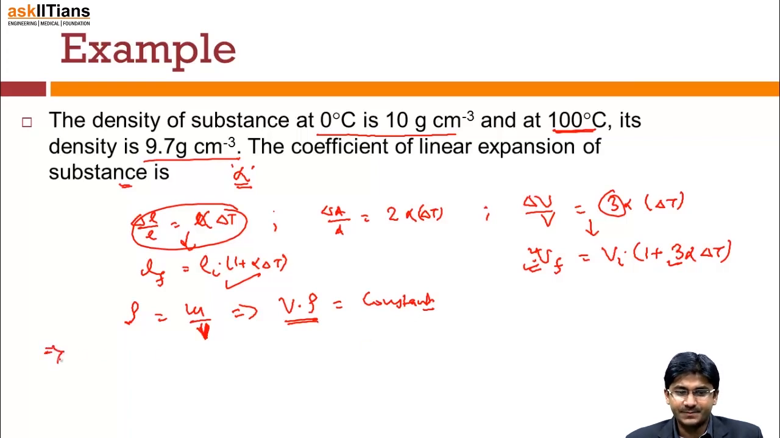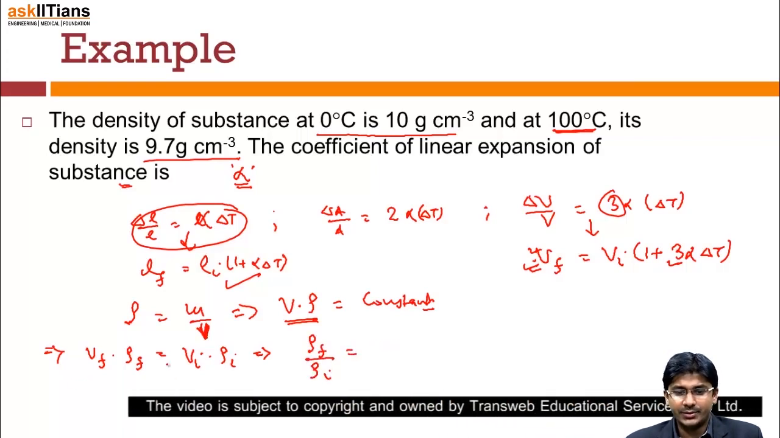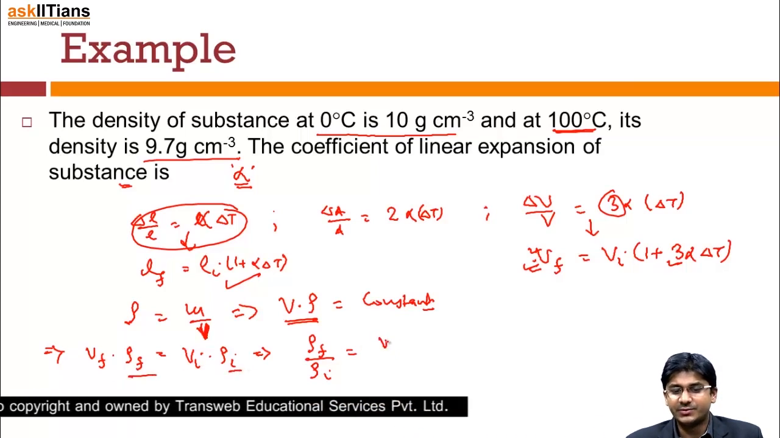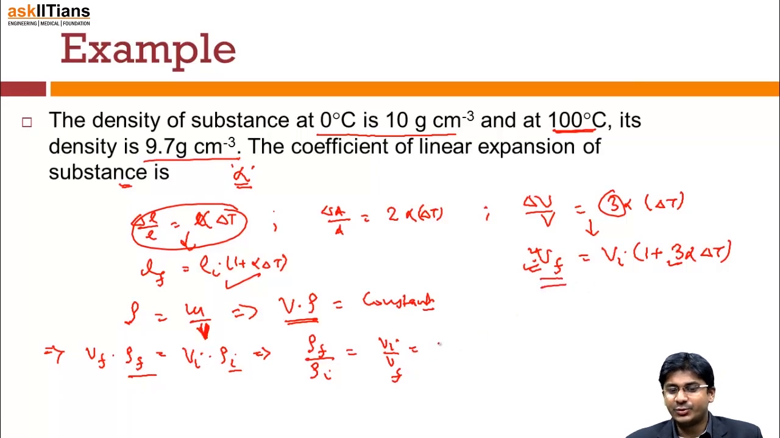So this means that the final volume into the final density must be equal to the initial volume into the initial density. So rho f by rho i becomes Vi by Vf. What is Vf? If you put this value, we have Vi by Vi into 1 plus 3 alpha delta T. Vi cancels out, so you have this relation.